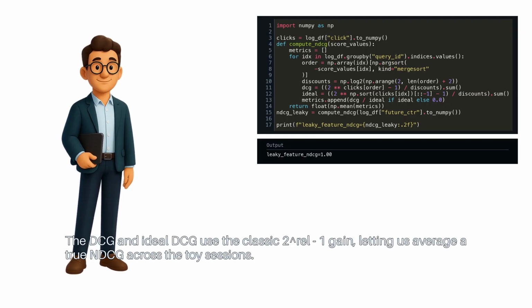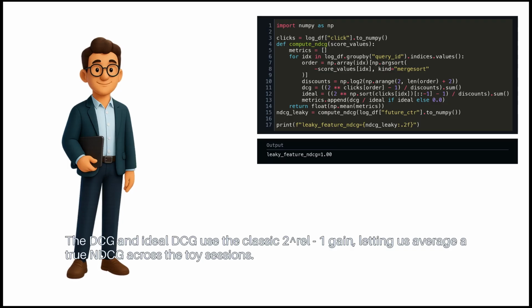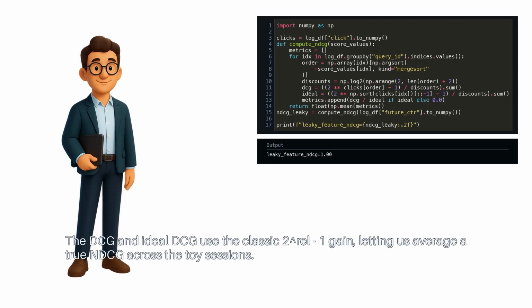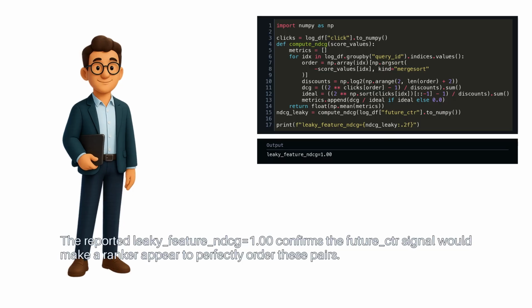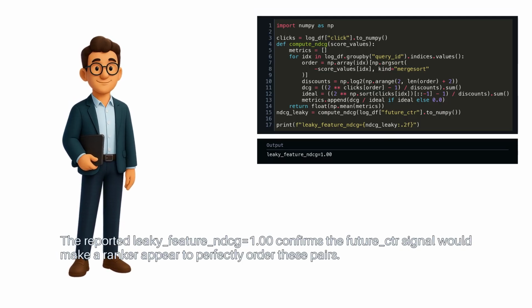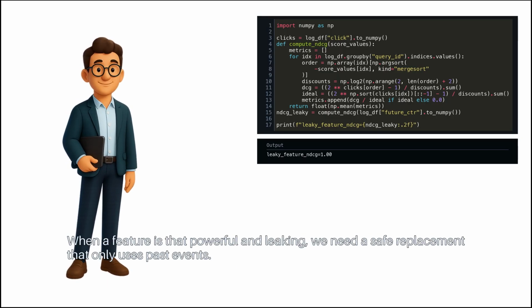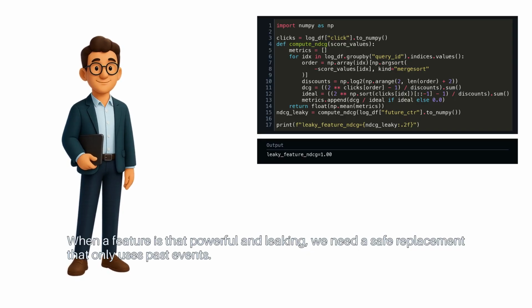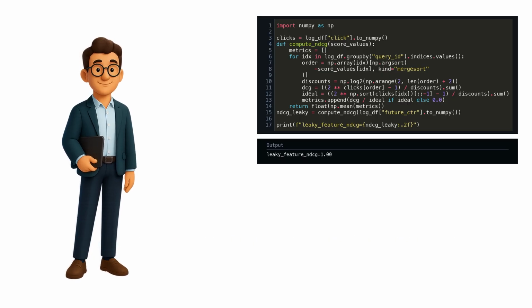The DCG and ideal DCG use the classic 2 power rel minus 1 gain, letting us average a true NDCG across the toy sessions. The reported leaky feature NDCG equals 1.00 confirms the future CTR signal would make a ranker appear to perfectly order these pairs. When a feature is that powerful and leaking, we need a safe replacement that only uses past events.